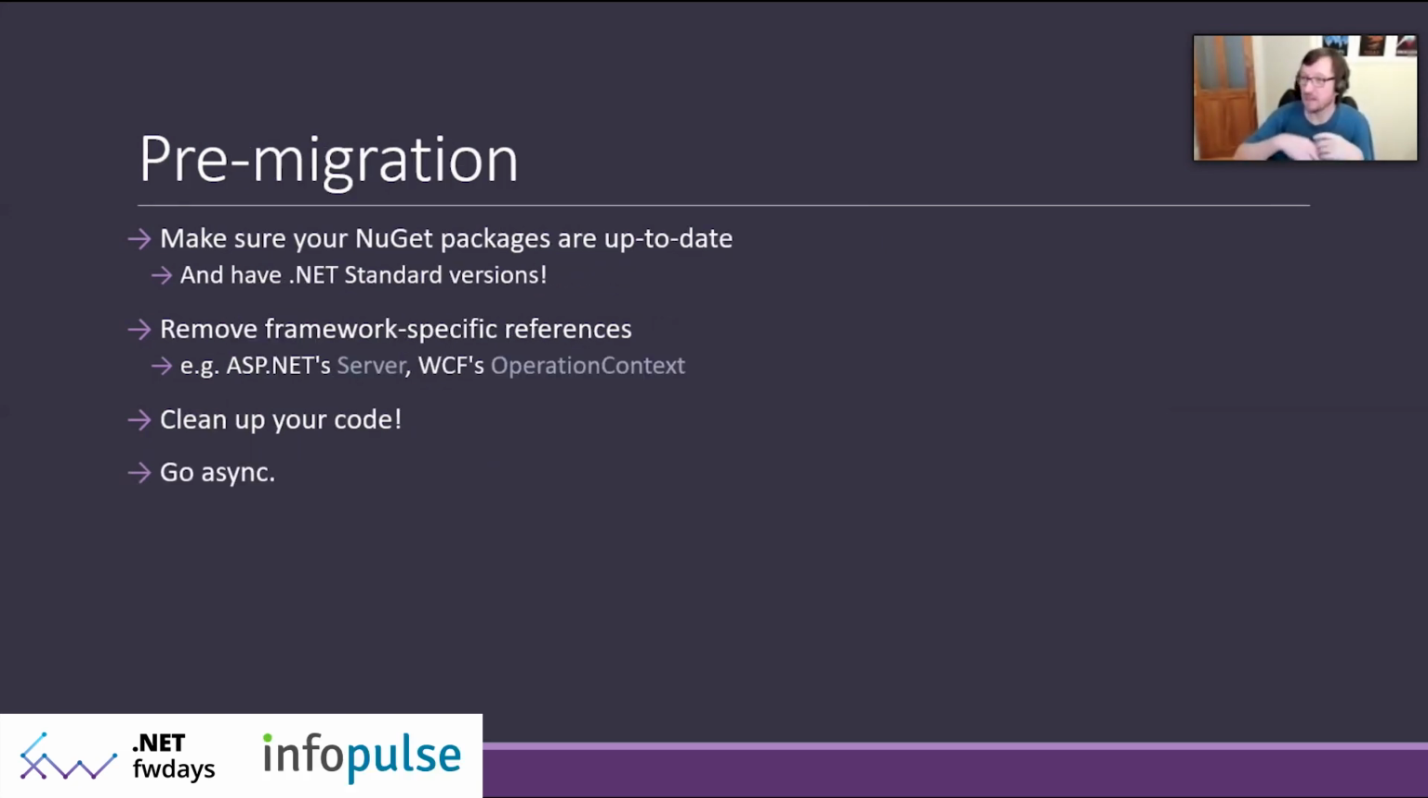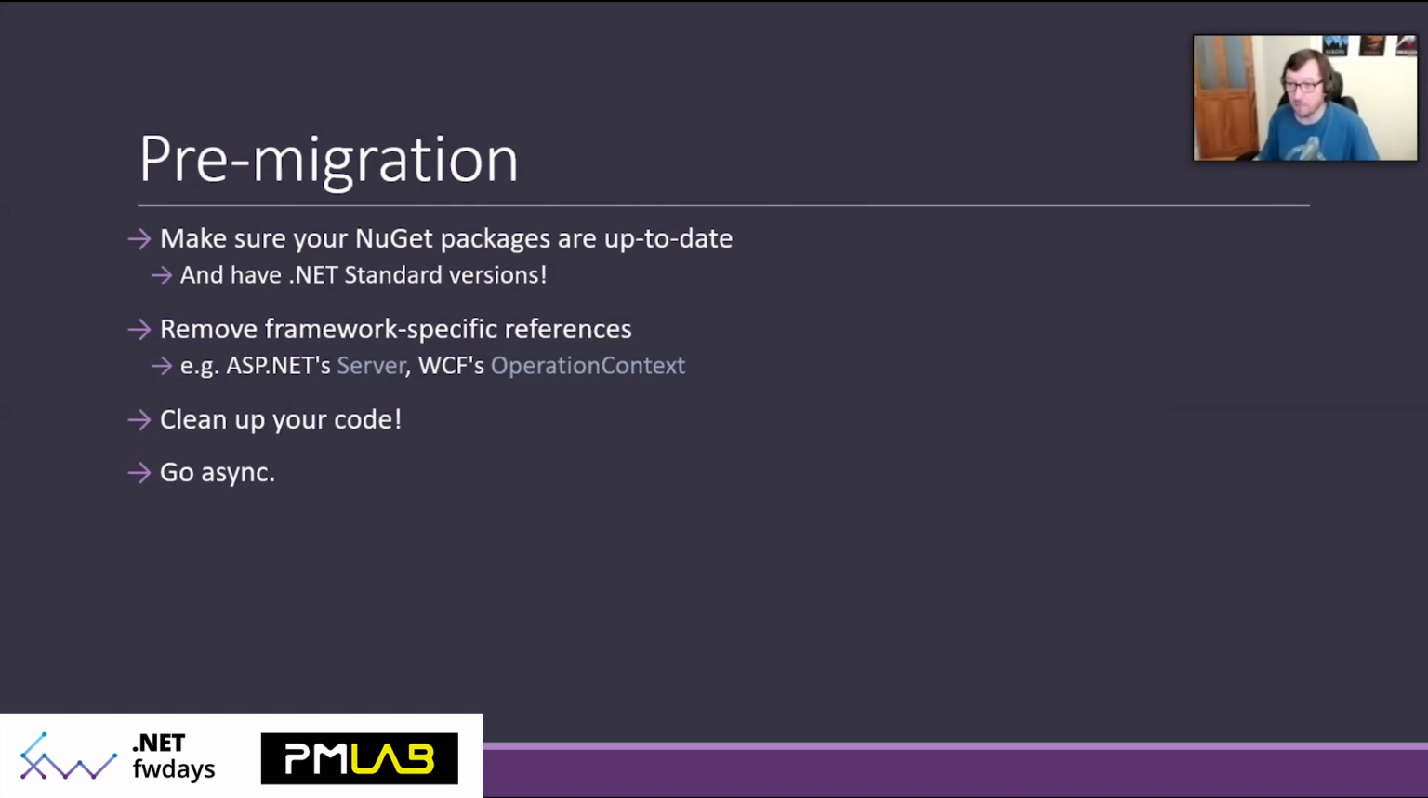Prior to migration, make sure all your NuGet packages are up to date and have .NET Standard versions. Do not be using things like SQL Server CE dll, which is not supported in .NET Core. If you've got a lot of references to framework-specific stuff like the ASP.NET static Server class or WCF's OperationContext dotted throughout your code, do what you can to remove that. It'll make it easier to move things across later.